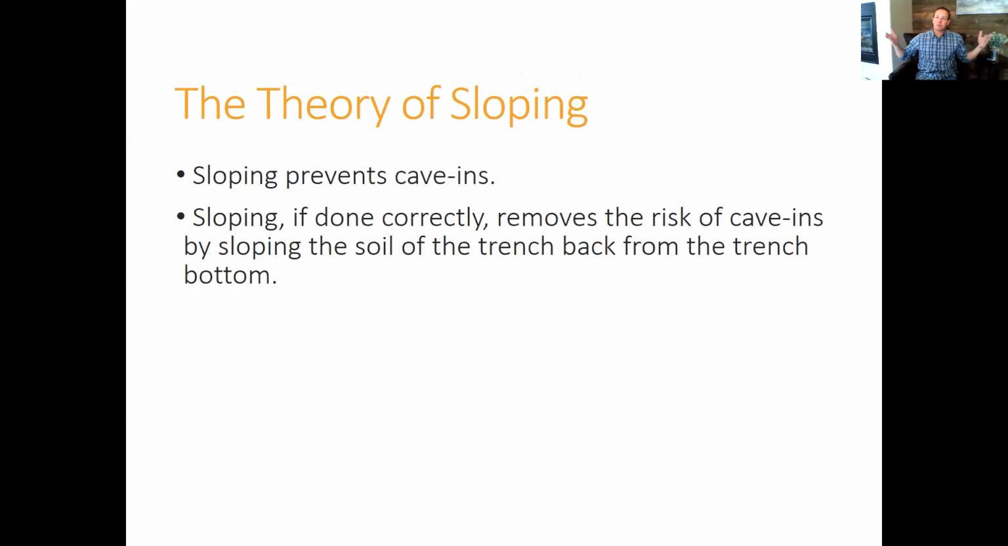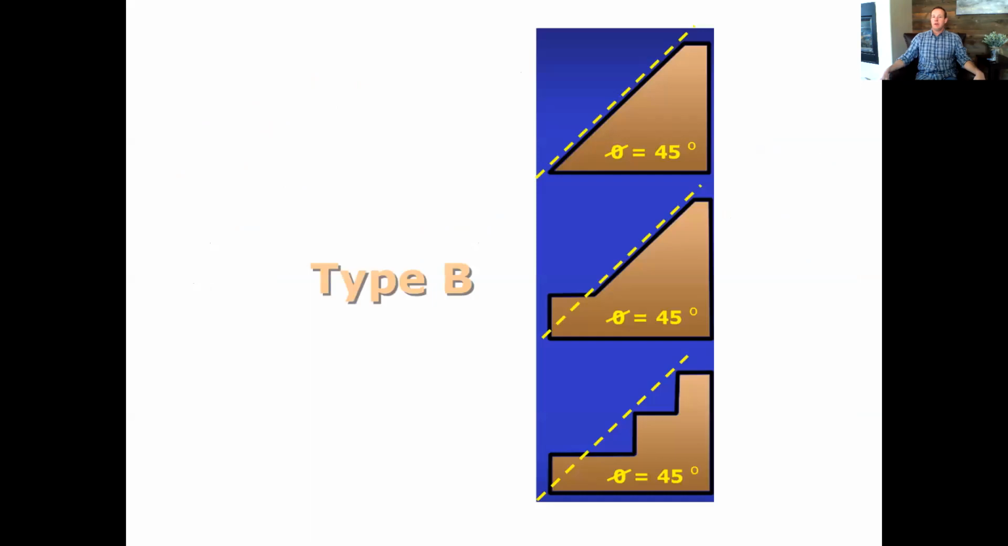Now, sloping in theory prevents the cave-ins because it's sloped enough. And it's not going to cave in any more than it's already sloped back. There's different ways we can do this. So for a type B soil, for example, as long as we stick to that 45-degree angle, 1 to 1, whether we bench it or slope it, that's acceptable.